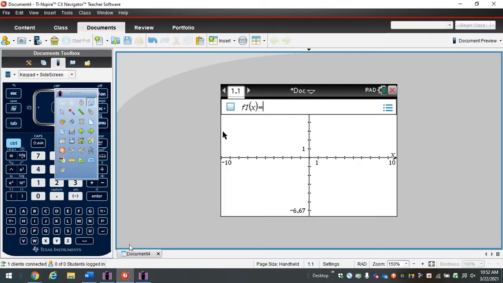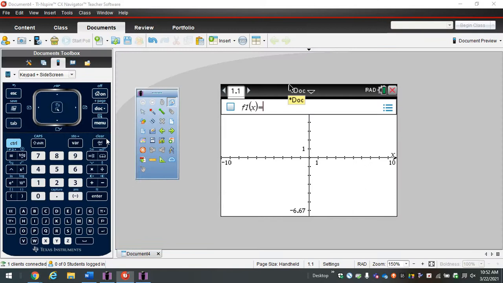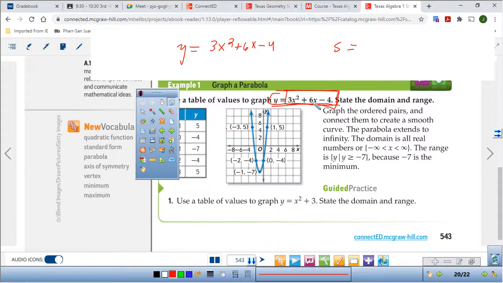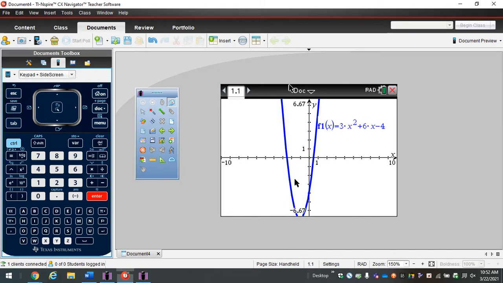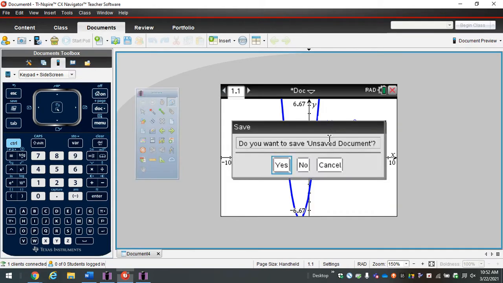Get my calculator. I believe it's 3x squared plus 6x minus 4. And there it is. You see it? Now, pay attention to how I did this. You need to pay attention to this.